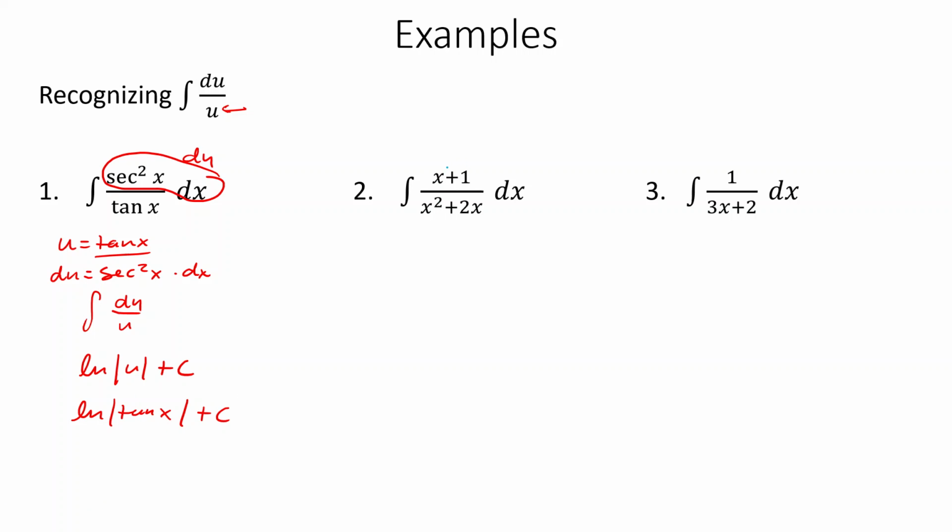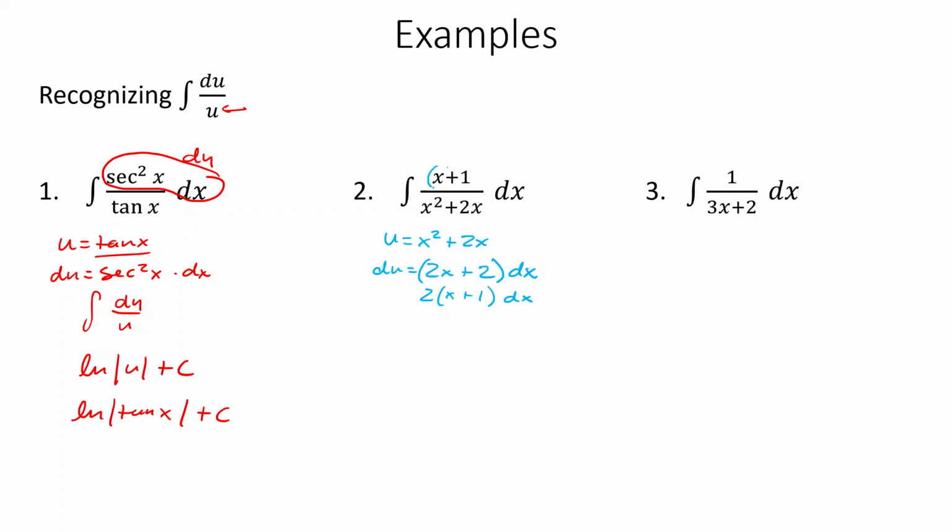The degree on top is 1. The degree on the bottom is 1 bigger than that. So it makes me think if we take the derivative of this, we might end up with something close to that. So we're going to set u equal to the bottom. Then our derivative will be 2x plus 2, all that times dx. Well, that doesn't look like 2x plus 2, but I can factor out a 2 here.